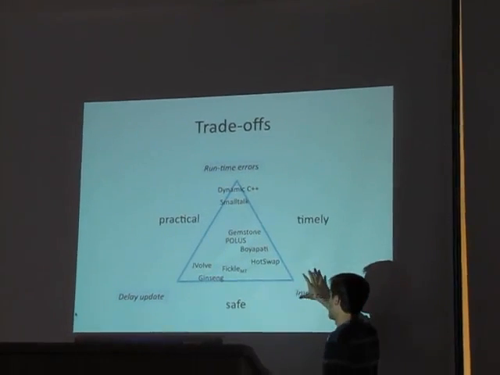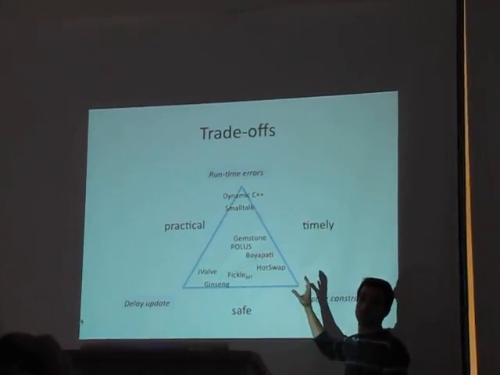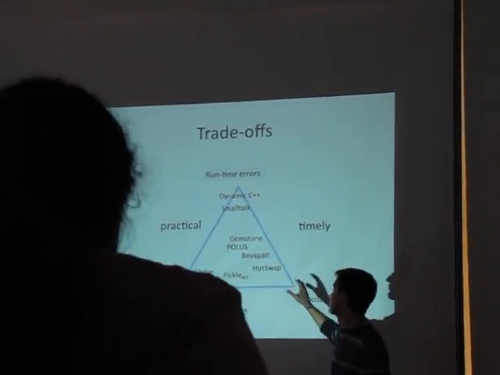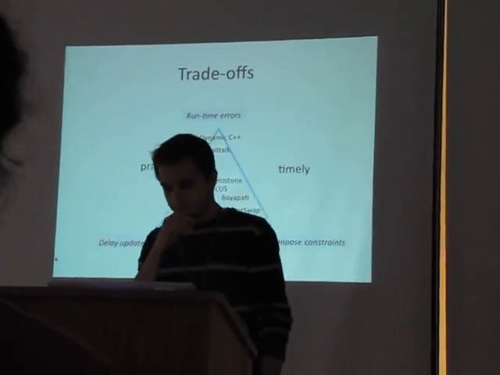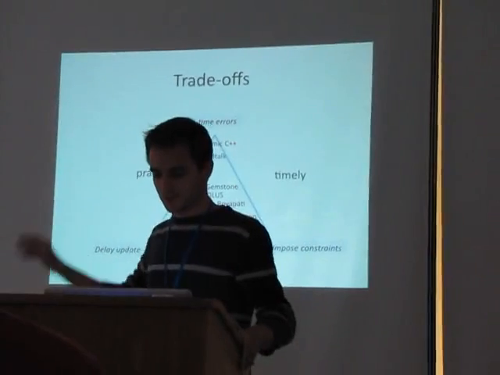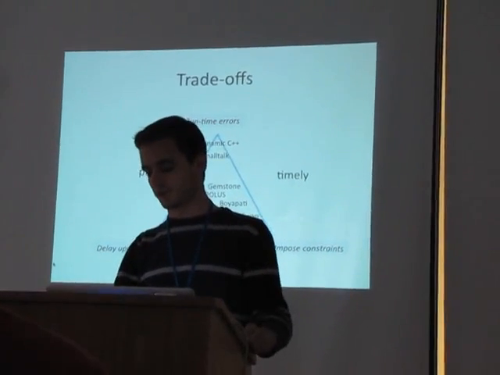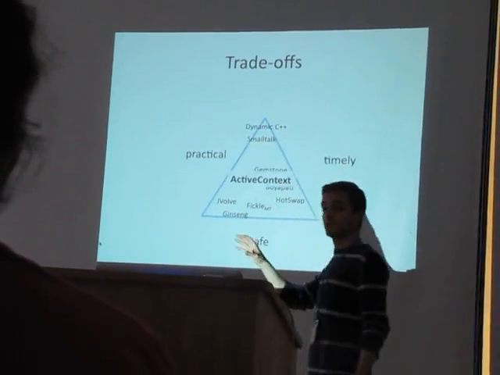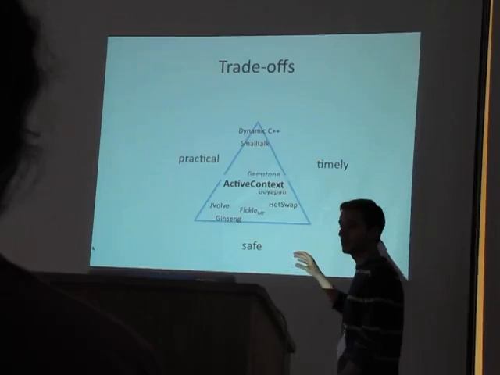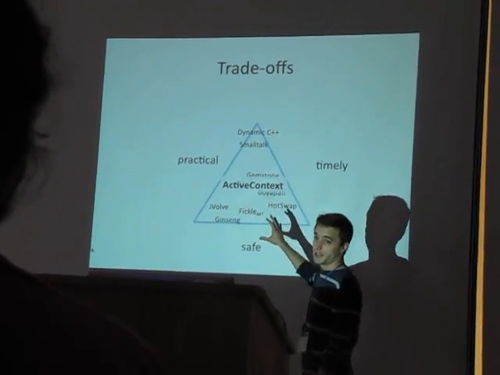And there is a certain kind of system that is safe and timely, but then you need to have some restrictions, like you cannot add new fields, in the case of hot swap, Java hot swap. And so that leads to a solution to it. And active context, that's the name of the approach that I propose, tries to be a good balance. I do not dare to say that it's the ideal one, but it's a good balance between something that is practical, timely, and safe.